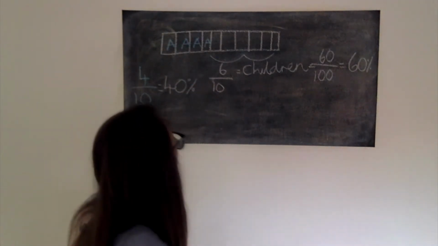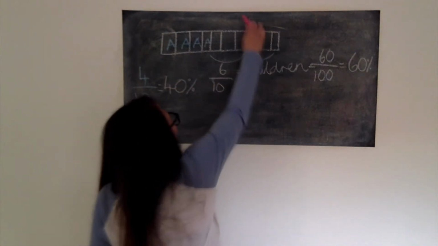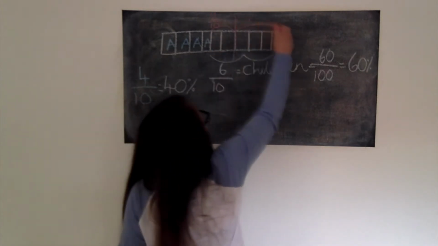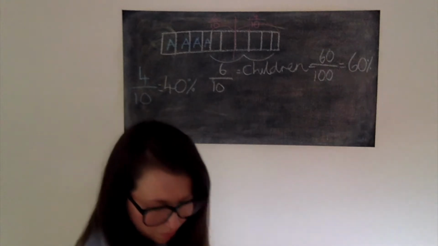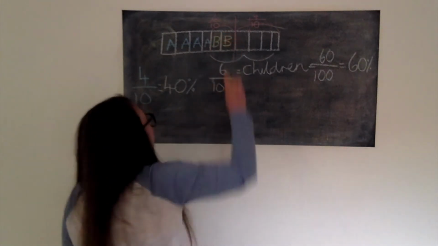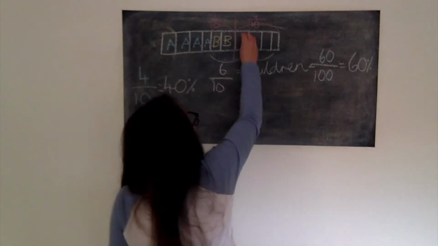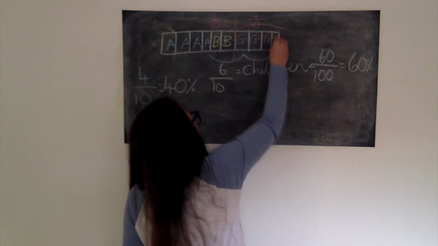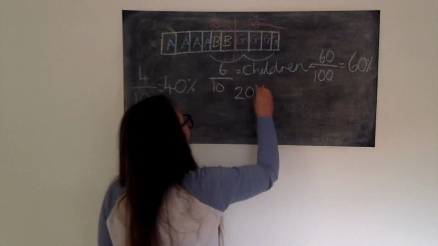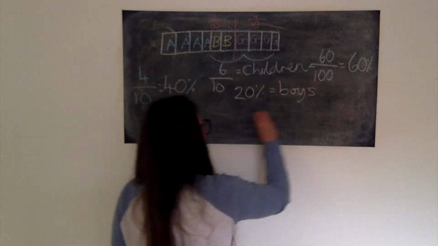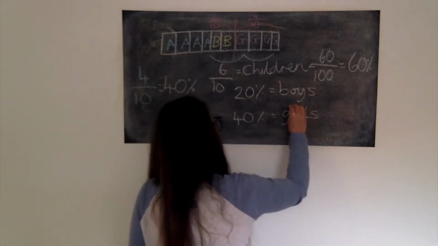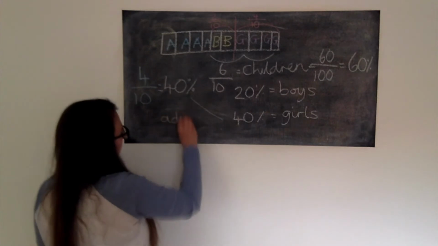Now I can turn these into percentages, so 6/10 is the same as 60 hundredths or 60%, and the adults were 40%. I then had to work out how many were boys and girls out of that 60%. I knew that there were twice as many girls as boys. So I had to look at how many tenths I'd got left, and then we can see that 2/10 could have been boys, so that's the same as 20%, and 4/10 were girls. So really well done if you got that correct.